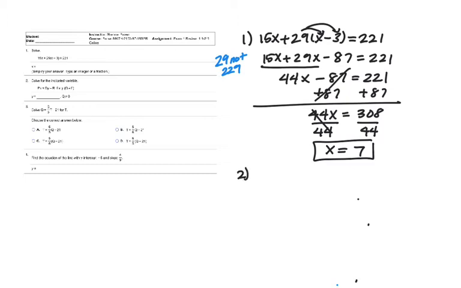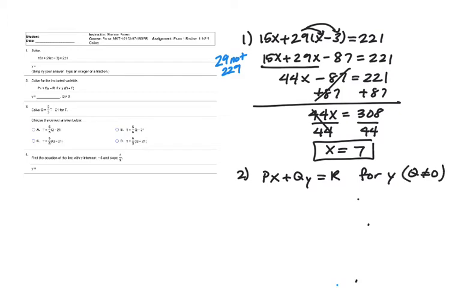Number 2 says to solve for the indicated variable. We have the formula or literal equation px plus qy equals r, and we want to solve the equation for y. Okay, and it says here that q does not equal 0.